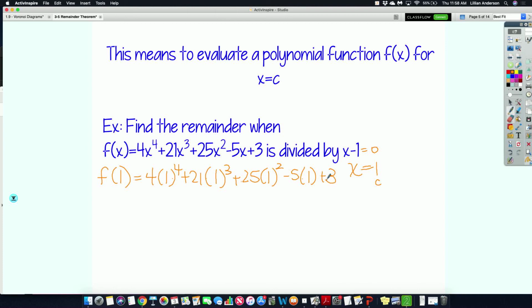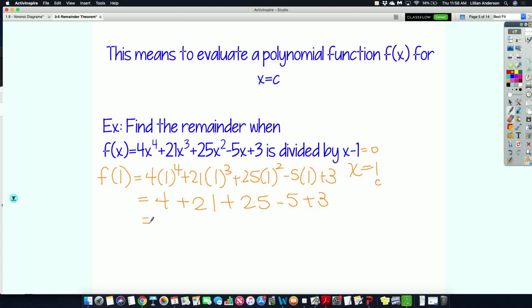For this polynomial, order of operations. What's 1 to the 4th power? Times 4. What's 1 to the 3rd power? Times 21. 1 to the 2nd power? Times 25. What's -5 times 1? -5 plus 3. I'm like, wait a minute. I asked y'all what the power was, then multiply. Y'all came out with ease. What I asked you was 5 times 1? Okay. And then you just simplify, okay?